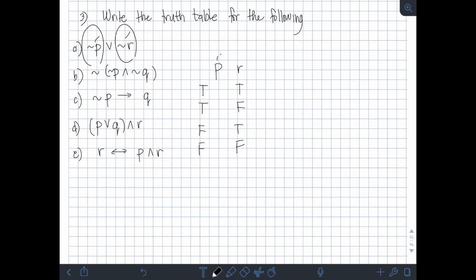So, meron tayong not P tsaka not R, right? Separately. So, gawa ka nun, not P, then not R. And then, yung mismong hinahanap, not P or not R. So, ngayon, iisa-isahin natin i-fill up yung column na to. Okay? So, base dito sa una, not P. So, di ba kapag negation, binabaliktad lang natin yung value.